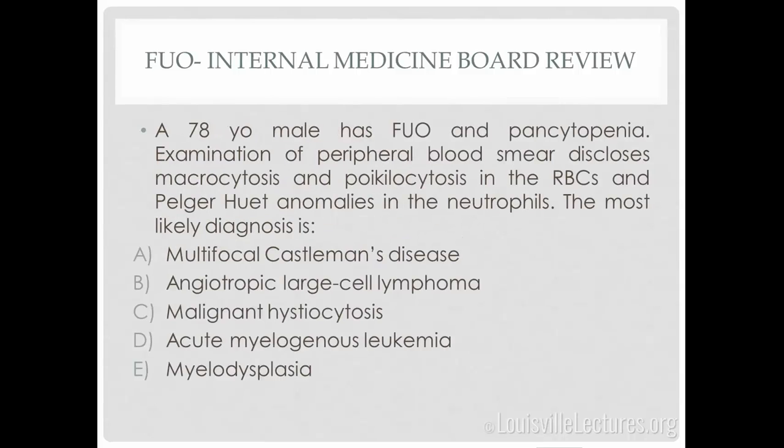All right, what about the 70-year-old male who has FUO and has pancytopenia? They look at his peripheral blood smear, and you have macrocytosis, poikilocytosis in the RBCs, and these Pelger-Huët anomalies in the neutrophils. So what's the most likely diagnosis here? Do you guys think it's Castleman's, large cell lymphoma, malignant histiocytosis, AML, or myelodysplasia? What would be the most likely with this constellation of findings?